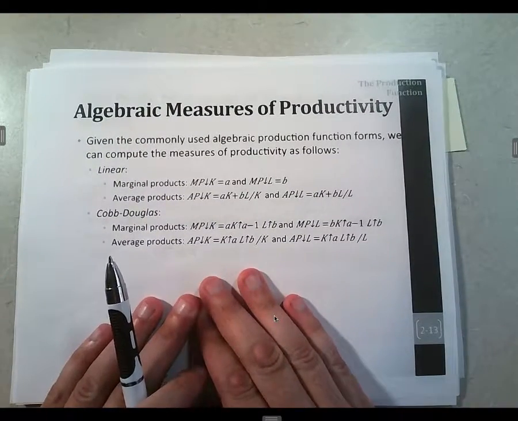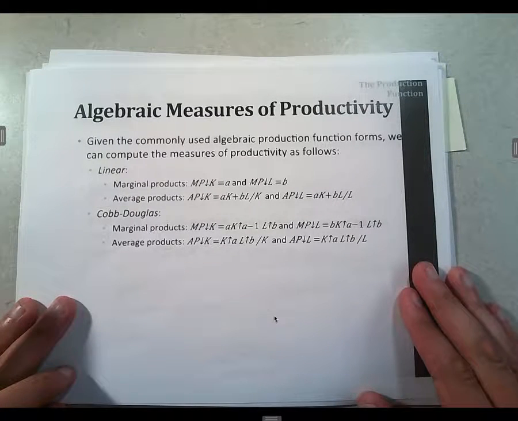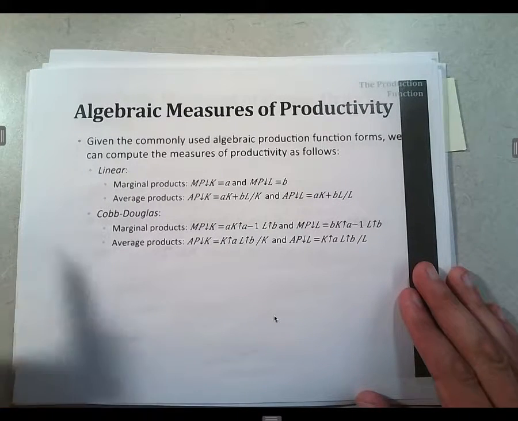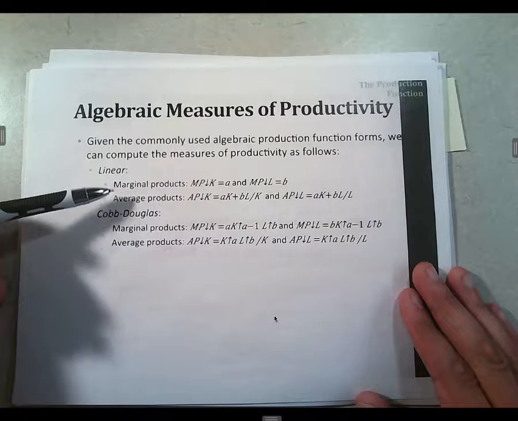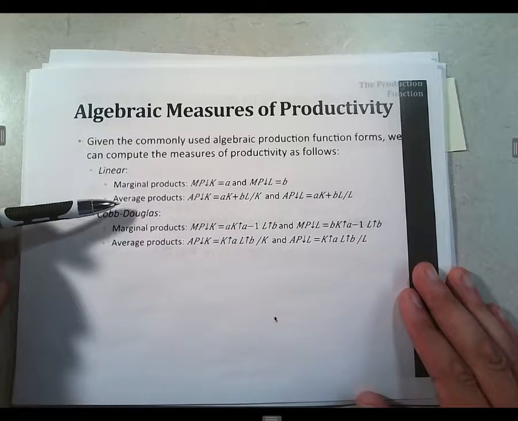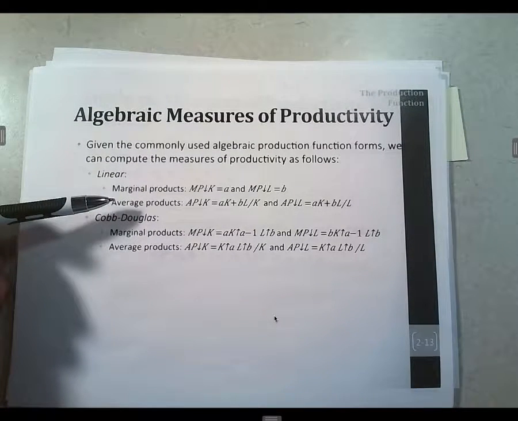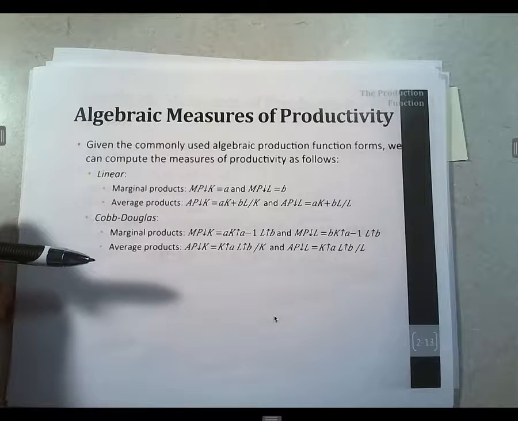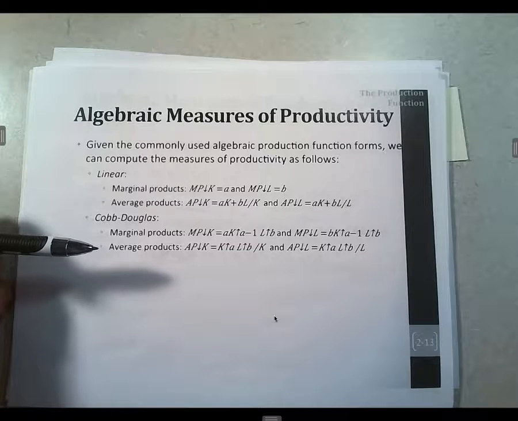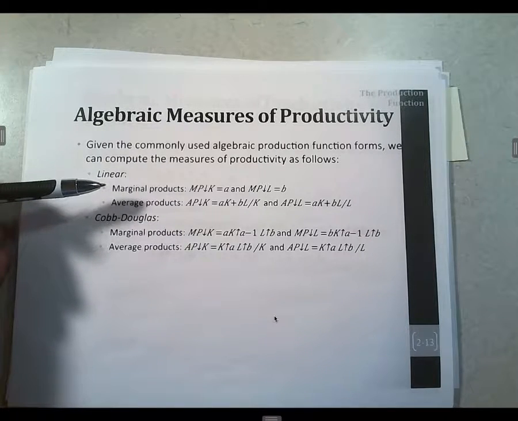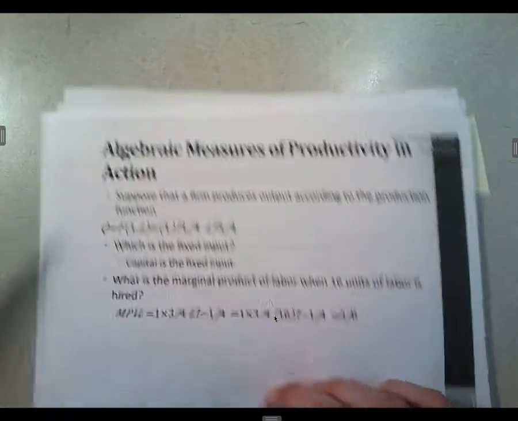What does this slide mean? What it means here is that there's a relationship obviously between marginals and averages: when the marginal is going up and it's above the average curve, it contributes to the average curve rising. And when the marginal product falls below the average product, the average starts to fall. And we see that relationship existing for both linear and Cobb-Douglas functions.